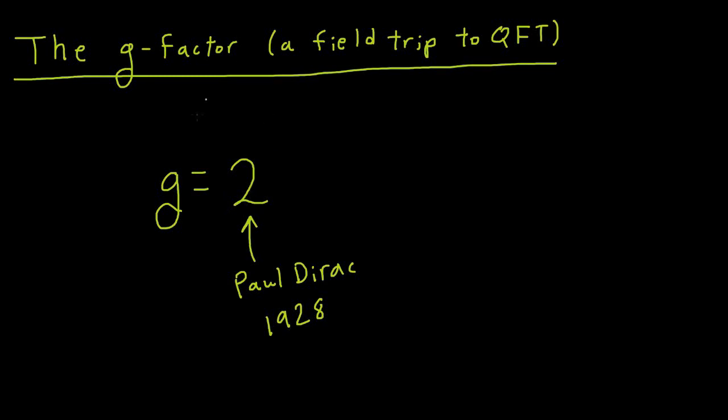However, I said that G is actually not exactly 2. It's a little bit bigger than 2. And the first person to ever provide a theoretical calculation for the value of G to more decimal places was a man named Julian Schwinger, who figured this out in 1947 when he was only 29 years old.